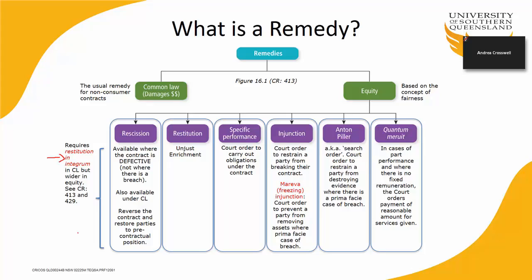Okay. Now there are also things called Mareva injunctions. So this is a freezing injunction, and it relates to things that have to do with assets. So you're trying to prevent the other party from, for example, sending their money overseas or sending their money to a tax haven. So you can't actually get that money back anymore. Okay? There's also the Anton Piller court order, and this is really about IP in the sense that it is going to give you the right to search their data so that you can find some evidence that supports your cause of action. Okay? Court order to restrain a party from destroying evidence where there is a prima facie case of breach.